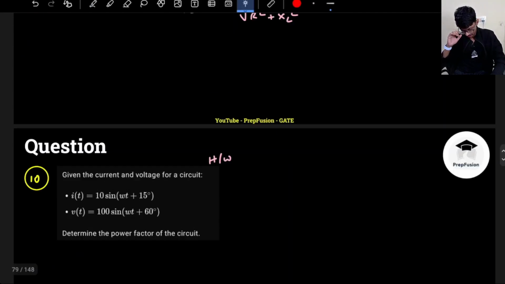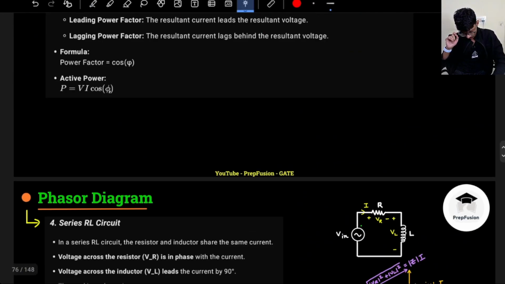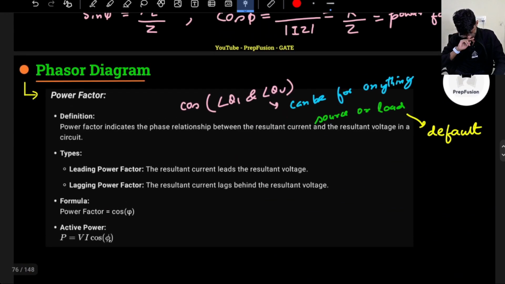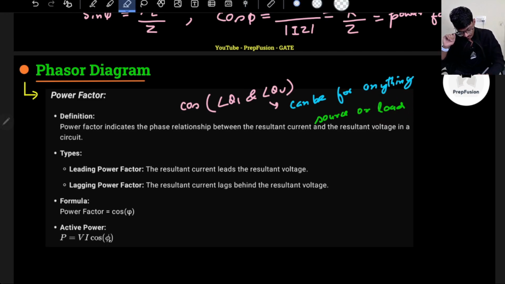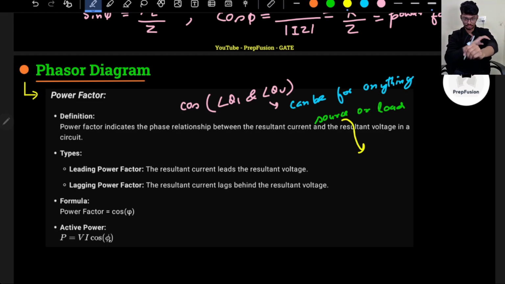One thing I just made a mistake on here. Previously I said that by default you take the load power factor. No, by default, if nothing is mentioned, you will find the source power factor. That is what I just remembered; it was a slip of the tongue. Most likely it will be mentioned, so don't worry, it will be mentioned.